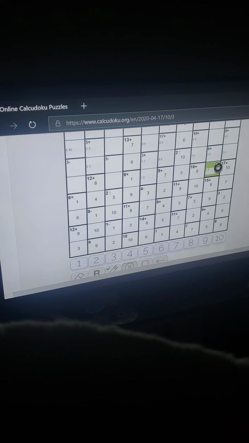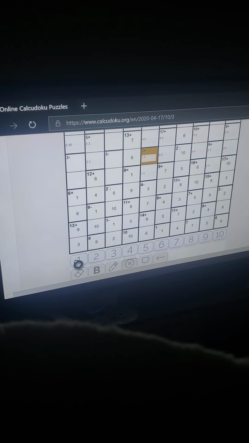There's two ways you can look at it right here. So there's a 2, 3 pair right here. And there's a 2's X-wing right here. Let's go with the 2, 3 pair since it's simple. So 2 and a 3 right here. Makes this have to be a 1, 2, 3, 2.